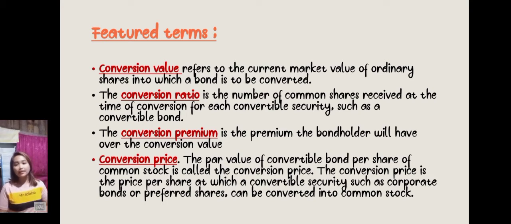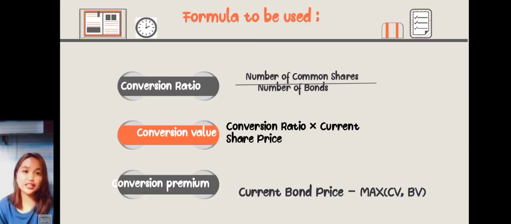And the last is the conversion price. The par value of a convertible bond per share of common stock is called the conversion price. The conversion price is the price per share at which a convertible security such as corporate bonds or preferred shares can be converted into common stock. Now let's calculate examples in converting bonds and stocks.